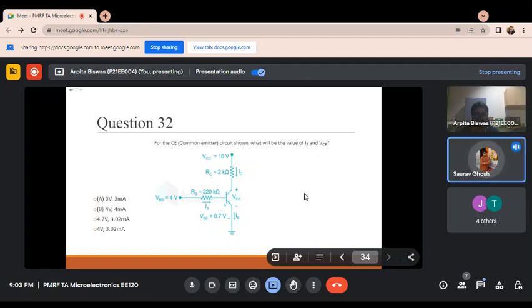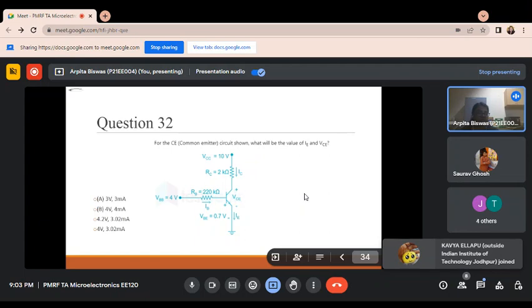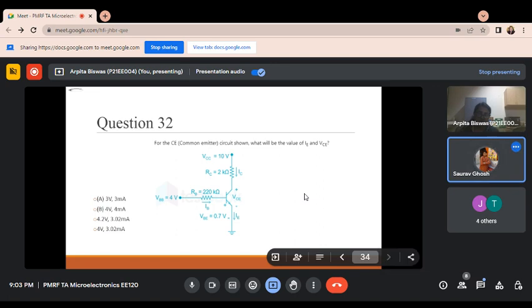Ma'am, if we take the loop analysis in the output, then it should come like VCC minus ICRC minus VCE equal to 0. Yes. So, in that case, I am getting IC is unknown. So if I replace the IC with IE minus IB, in that case also the VCE value is unknown. Yes. So you are getting the equation 2IE plus VCE equal to something. Okay. Now you have to see whether, if you take the current value, you get the same voltage value or not.